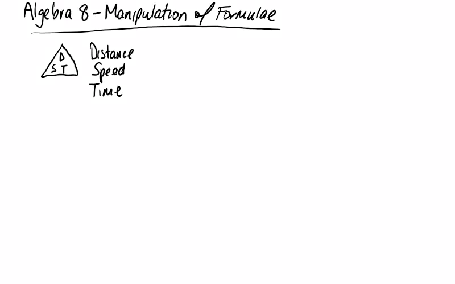In Algebra 8, we're going to look at a really important component, manipulation of formulae. Let's start with the basic distance, speed, time triangle that you guys will already have seen. It tells me distance is equal to speed by time. And if we divide by s, distance over speed is equal to time. Or if we divide by t, distance over time is equal to speed.